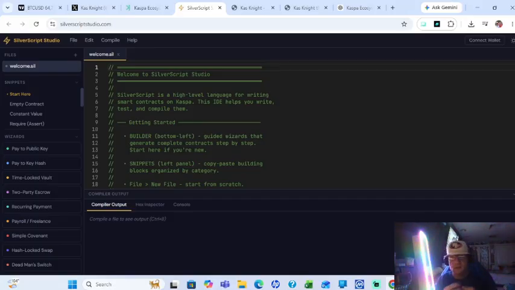SilverScript is the code that we use to write all the rules inside of covenants, whether you're using it to do transactions, or whatever specific thing you want to do on your specific dApp that you're building, right?